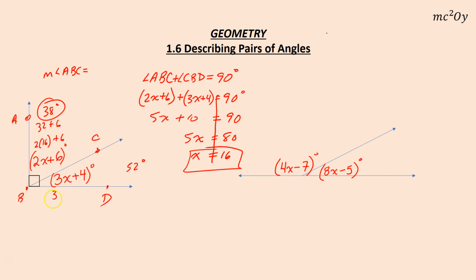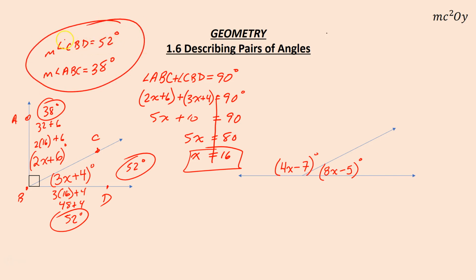So 3 times 16, also known as 48, and 48 plus 4 is 52 degrees. So yay, we did it right. Woohoo! All right. So the measure of angle ABC is 38 degrees. The measure of angle CBD is 52 degrees.